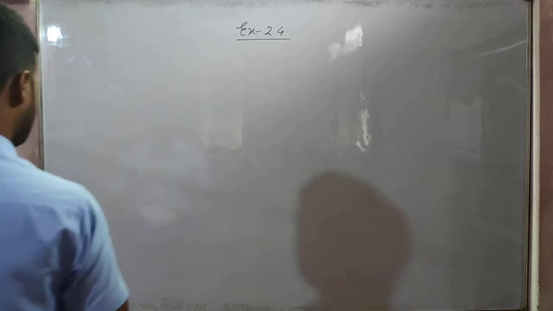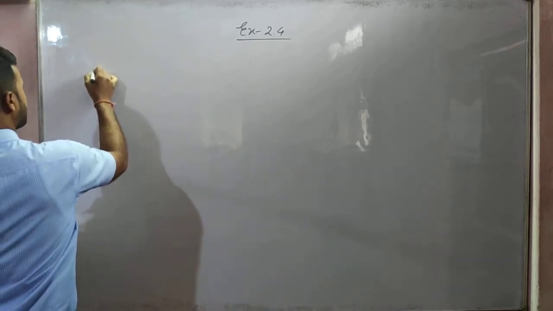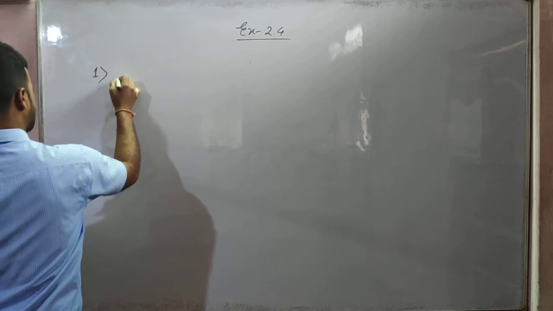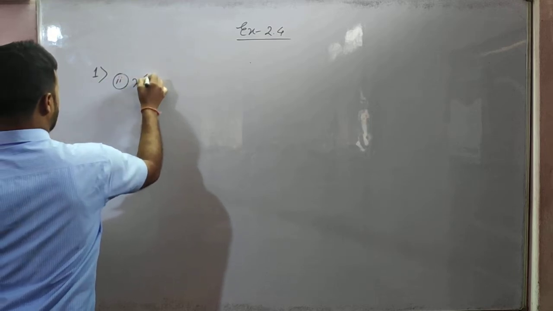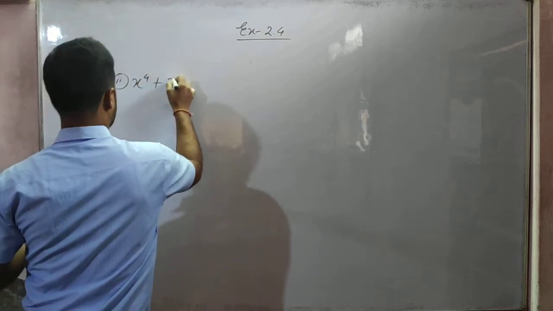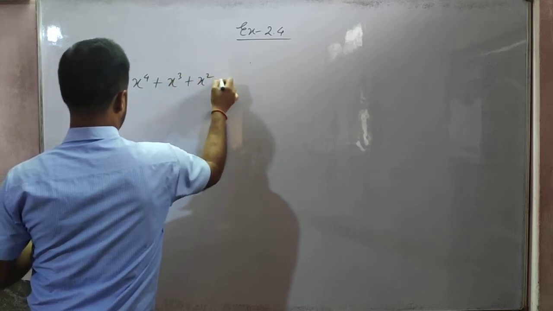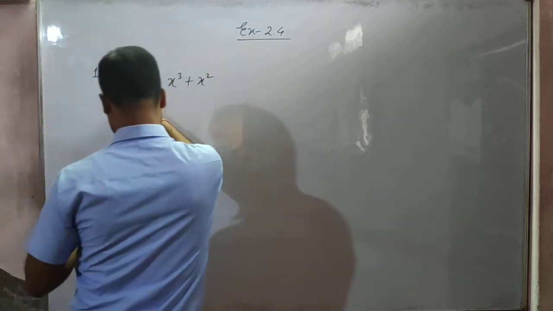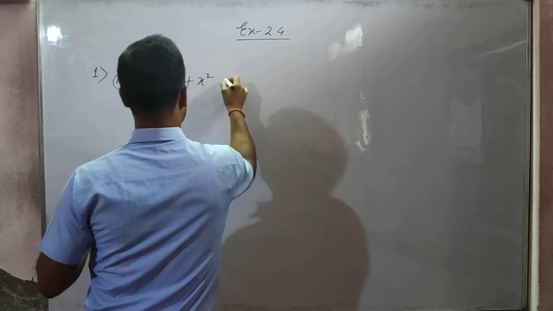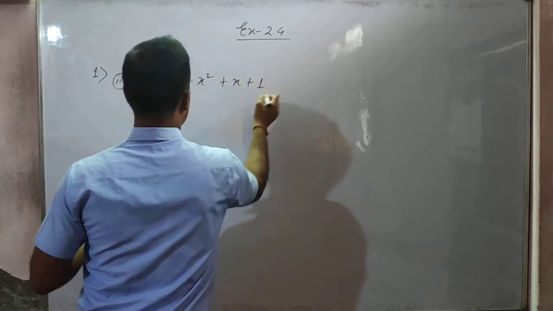So let us see one more sum of number 1. X to the power 4 plus x cube plus x square plus x plus 1.